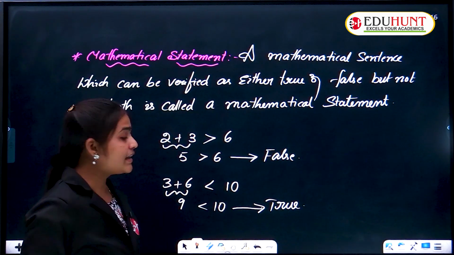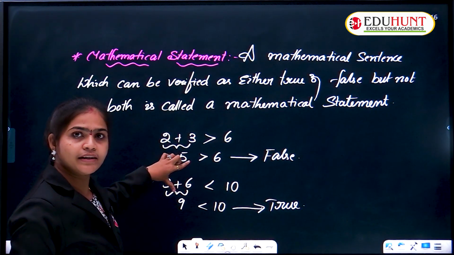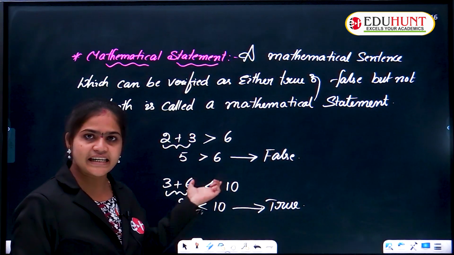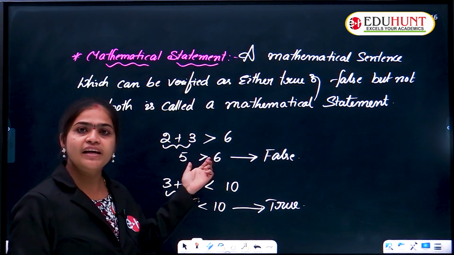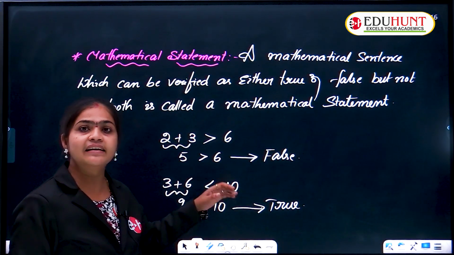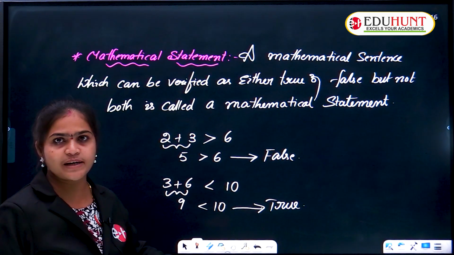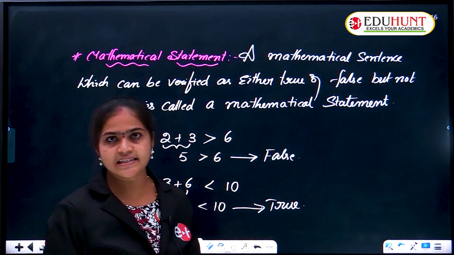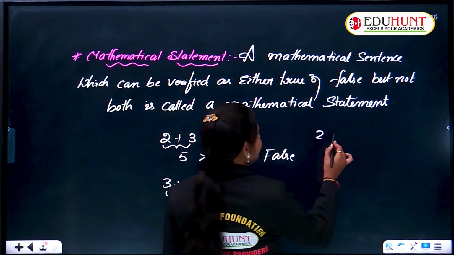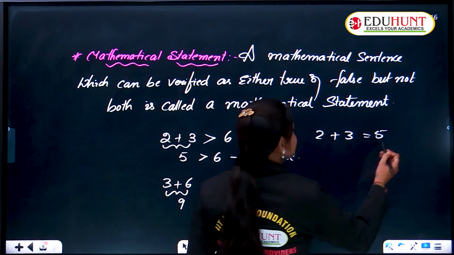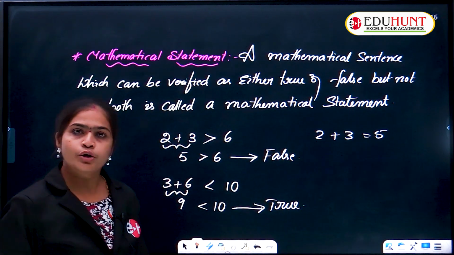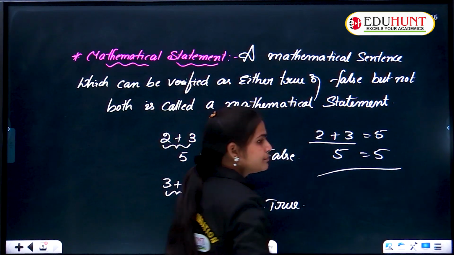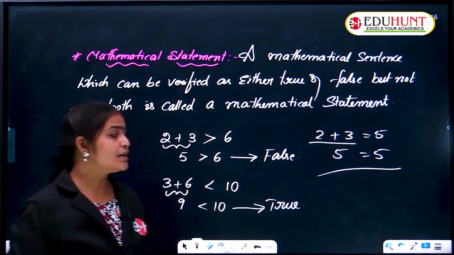See here, ma. Here we can verify whether the given statement is true or false by checking it. Understood, ma? By verifying the given values, we can say whether it is a true statement or a false statement. So this kind of statements are called mathematical statements. Understood? And in the same way, 2 plus 3 is equal to 5. Is this a true statement or false? True only. Why? Because 2 plus 3 is equal to 5, and 5 is equal to 5. Understood, ma? That's why that is a true statement.